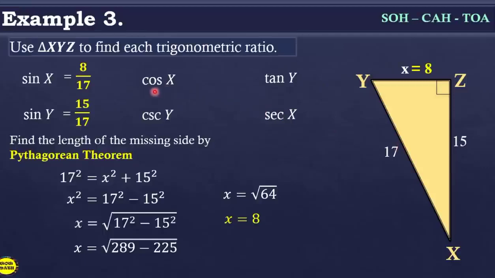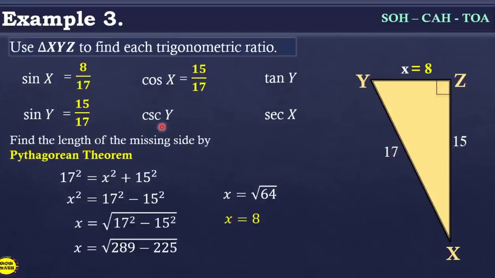And then next, cosine x. So, x naman ngayon. X naman ulit yung ating angle, but this time, cosine naman. So, ang cosine natin is adjacent over hypotenuse. So, from your angle x, adjacent, this is your adjacent, 15, over hypotenuse, so 17, so 15 over 17.